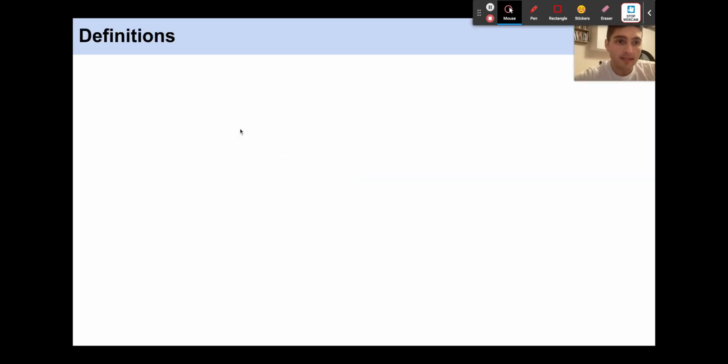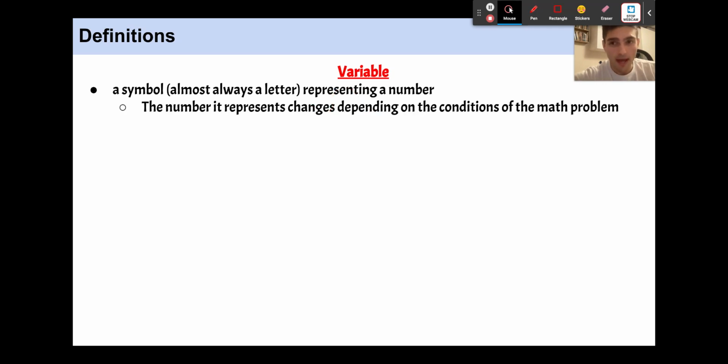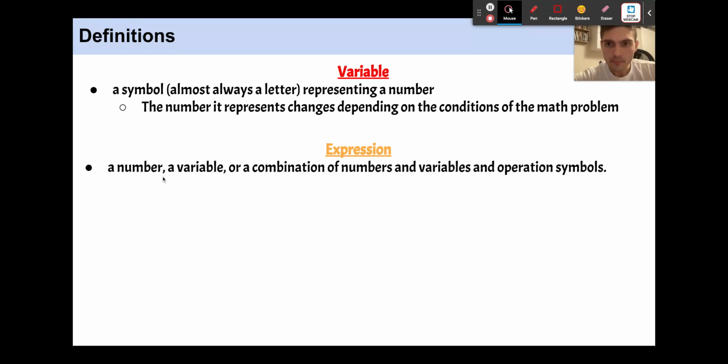So let's get some baseline definitions. Going back to middle school, let's talk about a variable. A variable is a symbol, usually a letter, representing a number. More than that, the number it represents changes depending on the conditions of the math problem. So, an expression might give us some of those conditions. So let's talk about it.